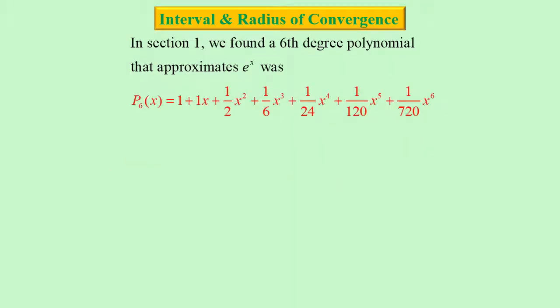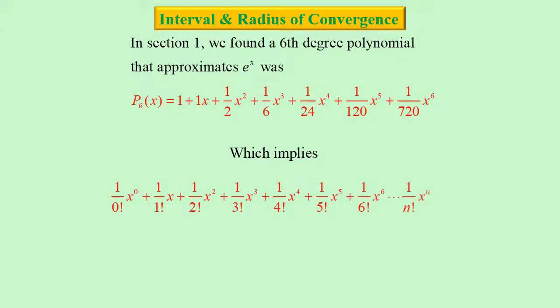In the previous lesson, we did some algebra and some derivatives to come up with this 6th degree polynomial to model e to the x. Well, what we could do is kind of expand this out some and come up with what we call the series representation for e to the x.